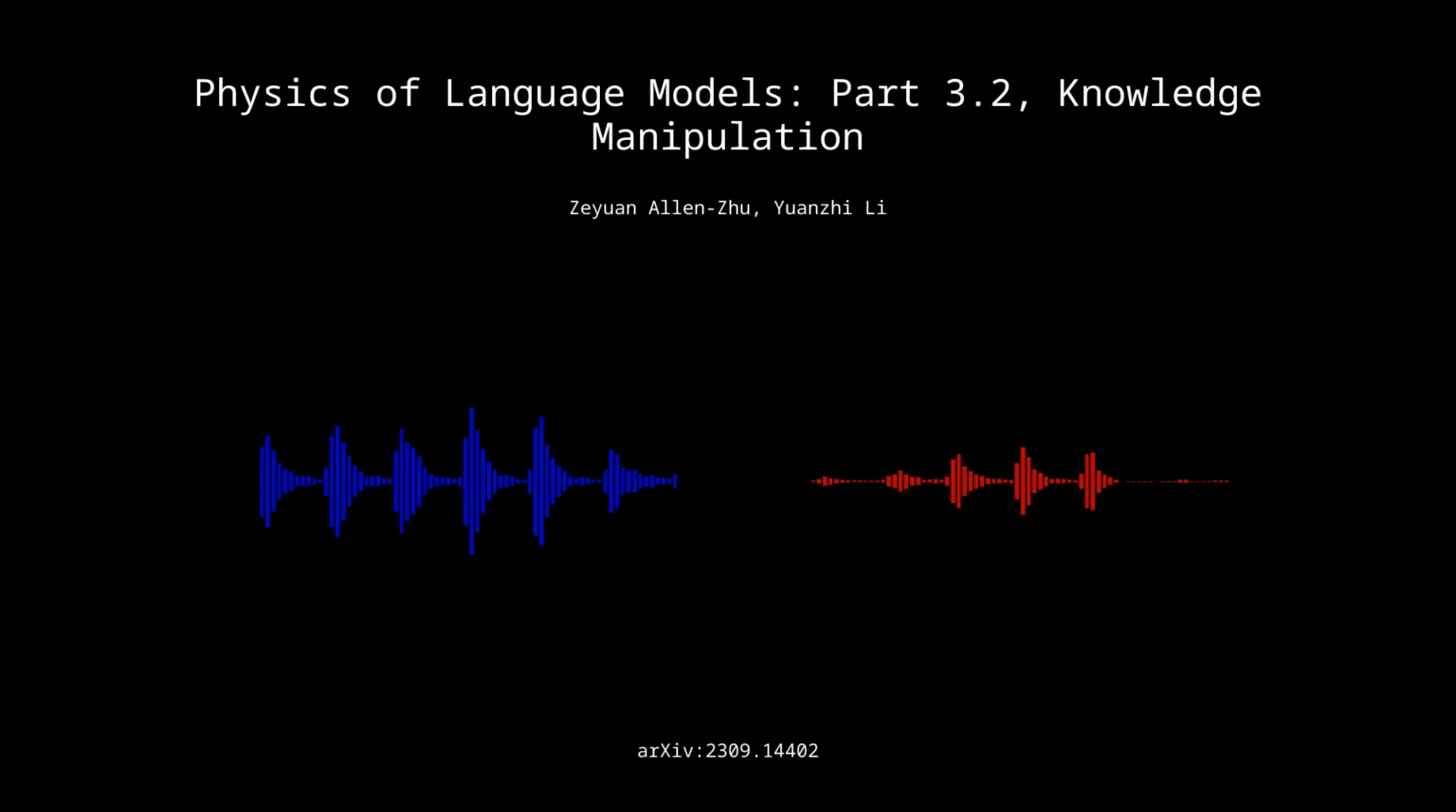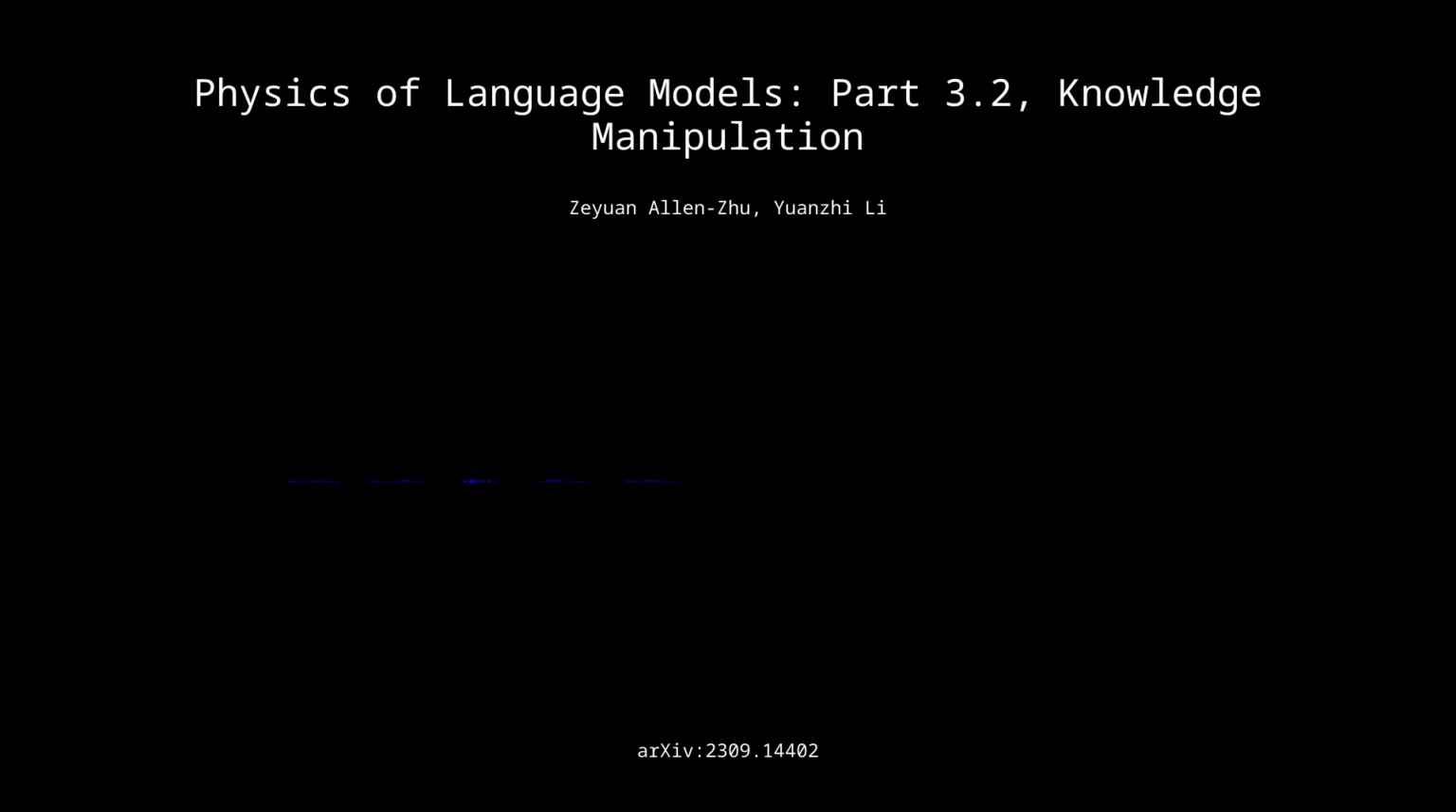Oh, absolutely. And I think our listeners are going to be really interested in this one too, because it tackles a fundamental question in AI. So the paper is called Physics of Language Models, Part 3.2, Knowledge Manipulation, and it's by Zeyuan Allen-Zhu and Yuanzhi Li from Meta AI. It was published fairly recently, September 18th, 2023. So really hot off the presses.